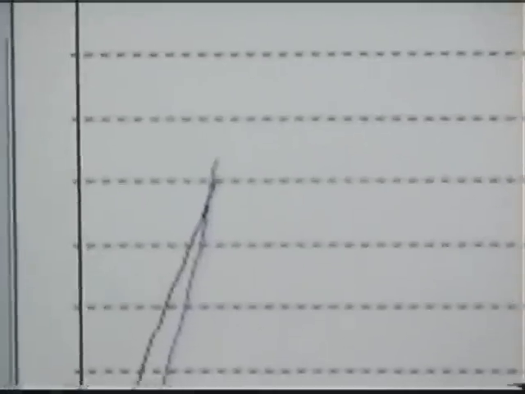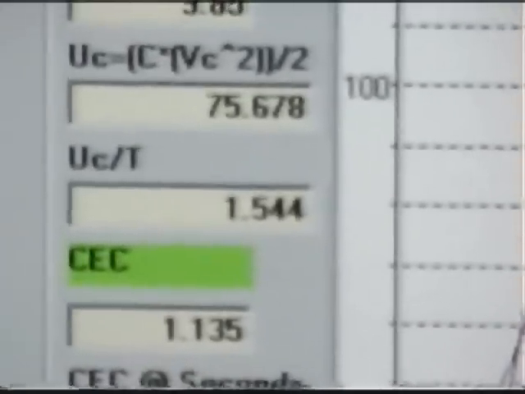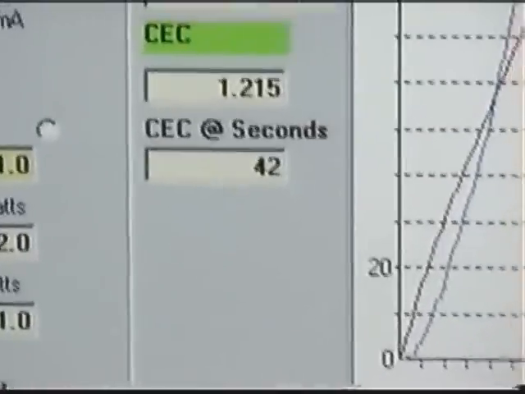When you see that red bar change to green, there we achieved the amount of energy on the capacitor equal to the amount of energy we input. Now you see we're accumulating more energy on the capacitor than we're putting in. At this time we're at 116%, 119%.